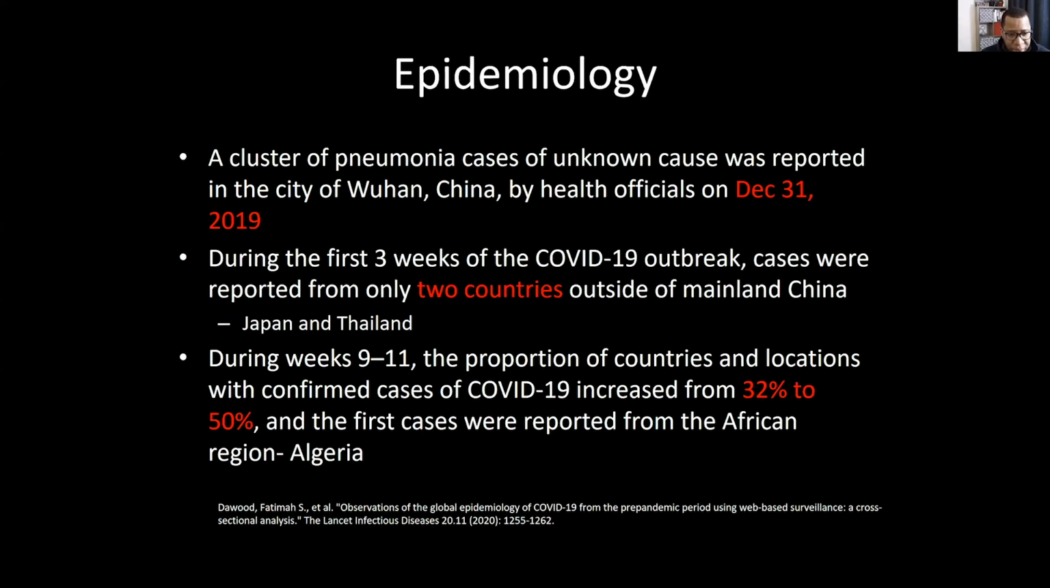However, during weeks 9 to 11, the proportion of countries and locations with confirmed cases of COVID-19 increased from 32% to about 50% of countries in the world. And the first cases in Africa were reported during this time, from about 9 weeks after the start of the pandemic in Algeria.